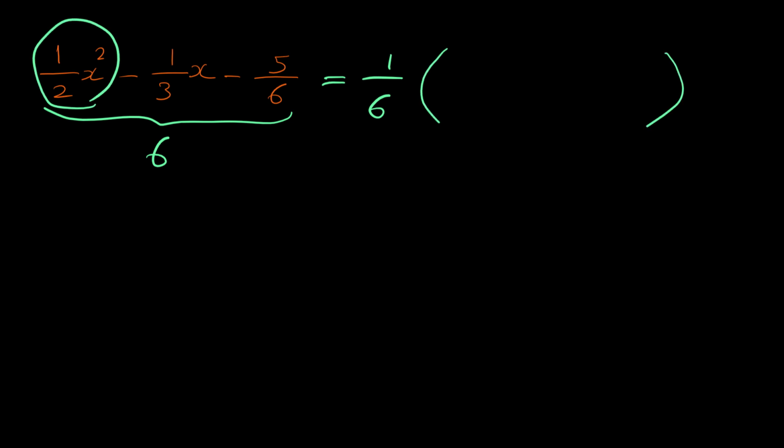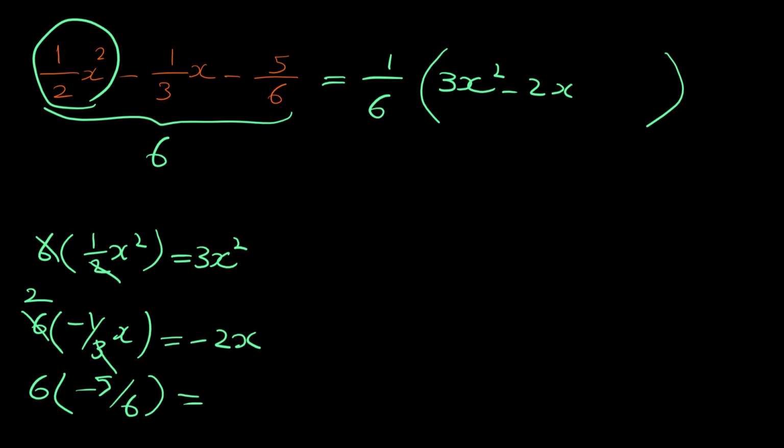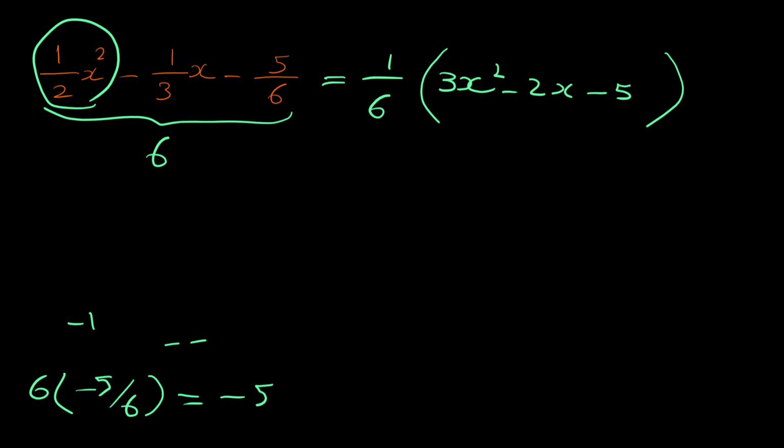6 times 1 half x2, 6 with 2 cancels, we have 3x2. 6 times negative 1/3 x is negative 2x, because 3 with 6 cancels, we have a 2. 2 times negative x is negative 2x. And finally 6 times negative 5/6 is negative 5. So we have a negative 5 here. Now we have a simple trinomial in the bracket.